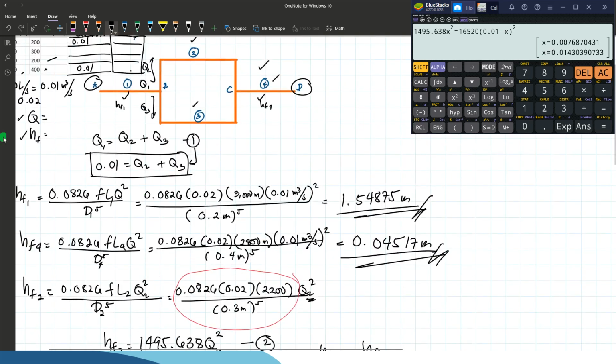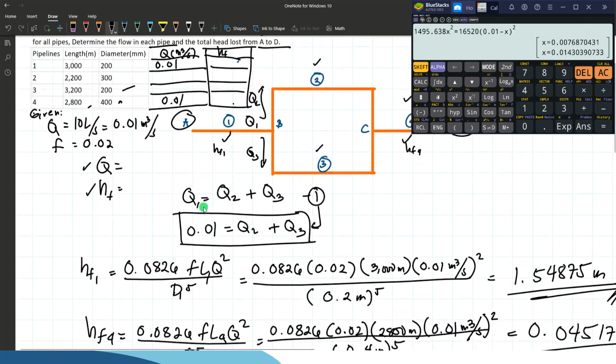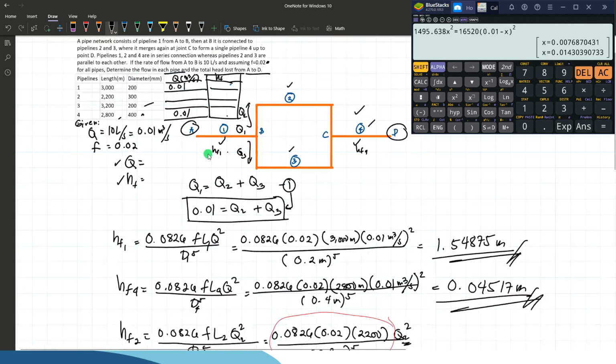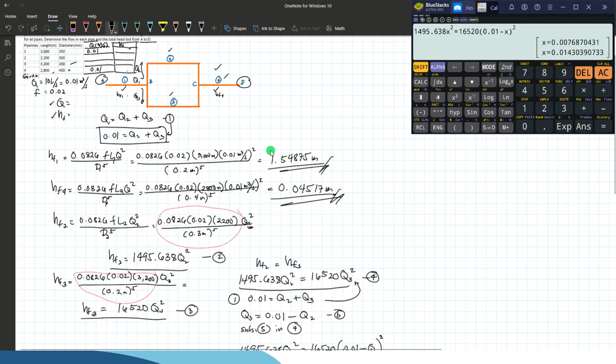Going back here, we can see that when we have a parallel connection from pipe number 1, the discharge at pipe 1 is distributed to pipe number 2 and pipe number 3. So the discharge at pipe 1 is the sum of the discharges at pipes 2 and 3. It means the discharges of pipes 2 and 3 should not exceed the discharge at pipe number 1, right? Because the discharge is just distributed from pipe number 1.